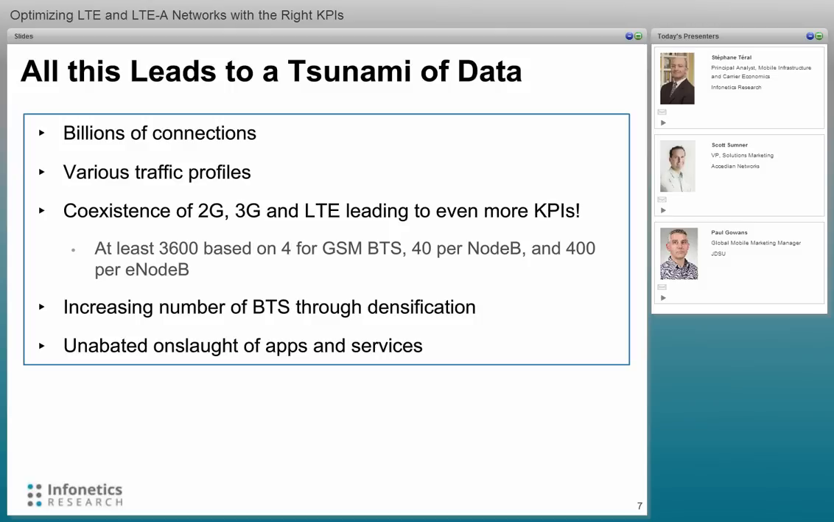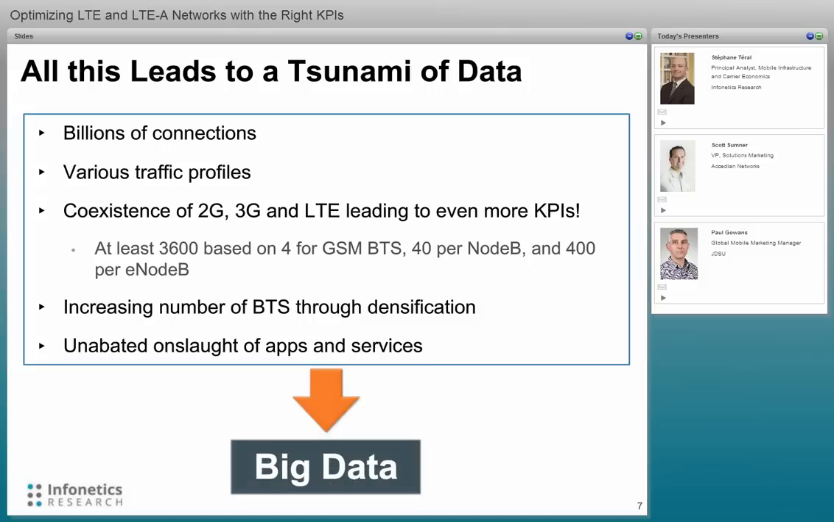And that's not over, because we are adding small cells for better coverage and capacity. So we have also an ongoing onslaught of applications and services. As a result of that, we are totally inundated by big data. And that big data, if used properly, can really help. So this is the intent of this webinar, to look at a cut of that big data and see what we can do to really have a network that performs very well in LTE and LTE-Advanced.